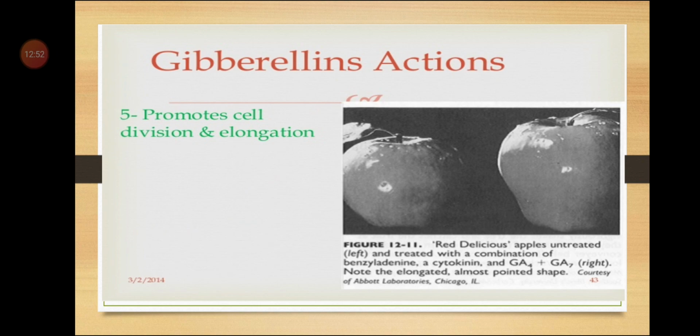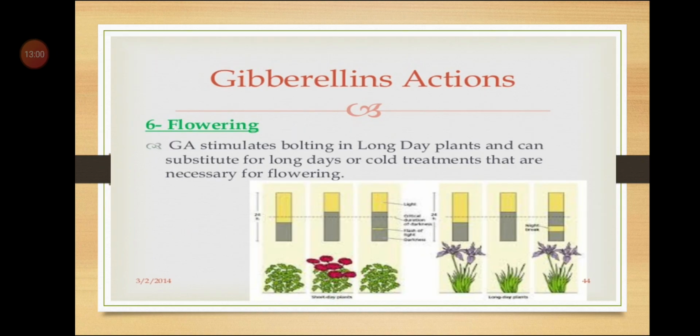Next, gibberellin promotes cell division and elongation. Since it is a growth hormone, its major function is to promote cell division and elongation. Next is flowering. Gibberellin induces flowering in long day plants. It substitutes for long day or cold treatments that are necessary for flowering.